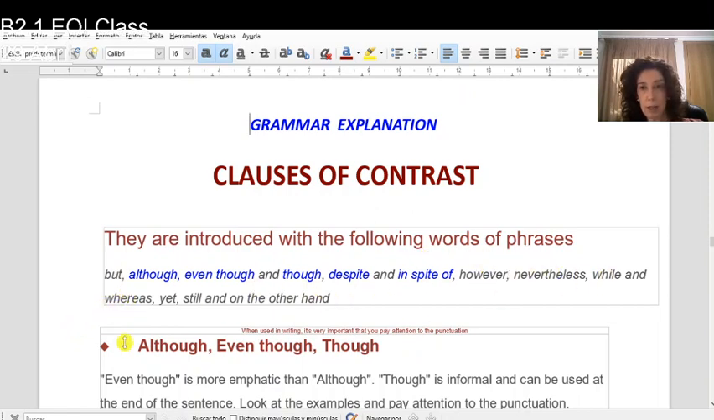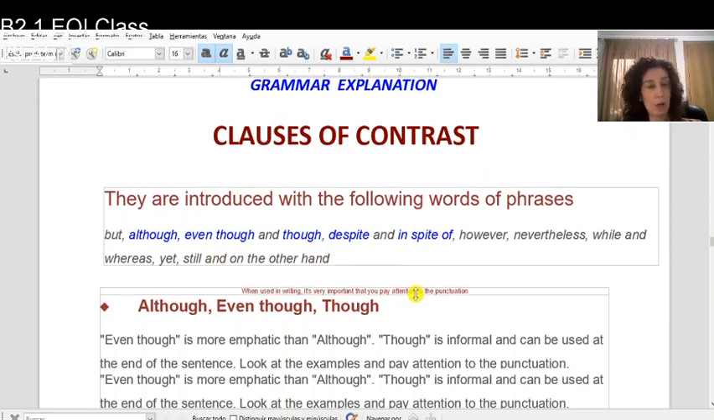I have here introduced many. Cristina Cabal ha puesto muchos aquí. Pero, ¿cuáles vamos a dar hoy? ¿Cuáles vamos a practicar hoy? Están en azul. Blue color are the ones we are going to deal with in this unit. Then we have but, or though, even though, despite, in spite of, however, nevertheless, while, whereas, yet, still, and on the other hand, por otra parte, then all of these introduce clauses of contrast. But we are going to deal with although, even though, despite, in spite of. Let's start? Come on.